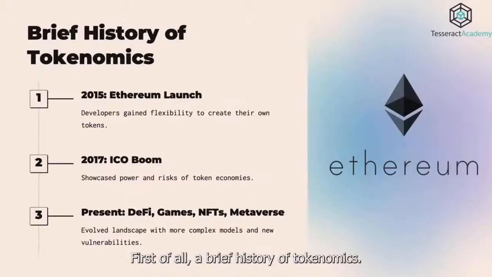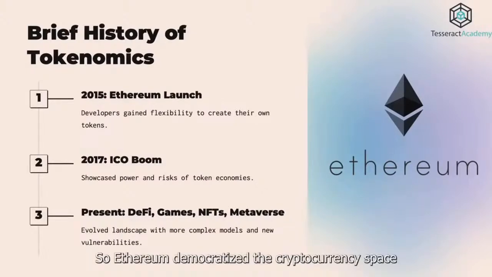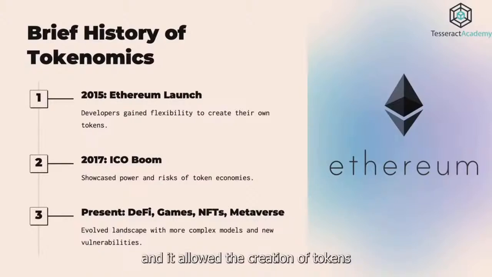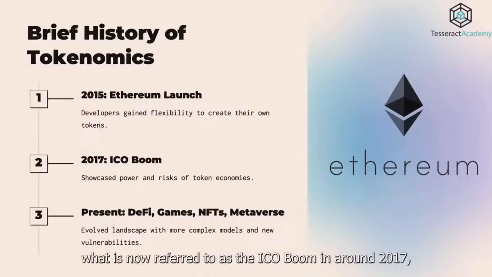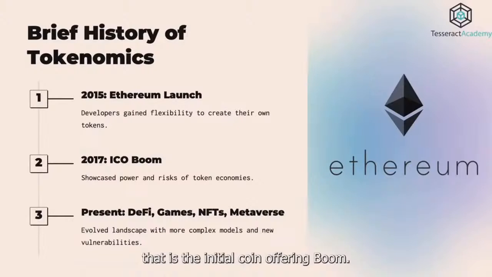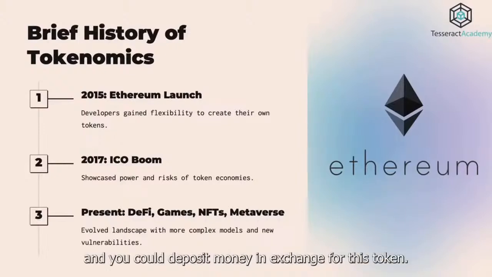First of all, a brief history of tokenomics. Tokenomics was created as a field through the invention of Ethereum. Ethereum created the first virtual computer on a blockchain, and it allowed anyone to create their own token on Ethereum. So Ethereum democratized the cryptocurrency space, and it allowed the creation of tokens with programmable properties. This led to what is now referred to as the ICO boom in around 2017, that is the initial coin offering boom. There were many projects raising money in this manner, where they had a programmable token and you could deposit money in exchange for this token.